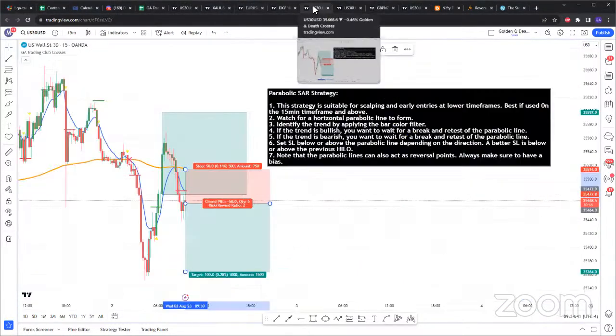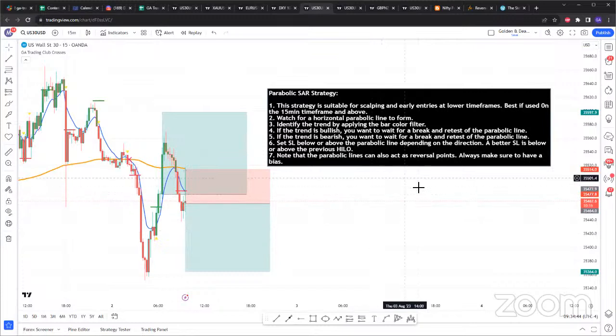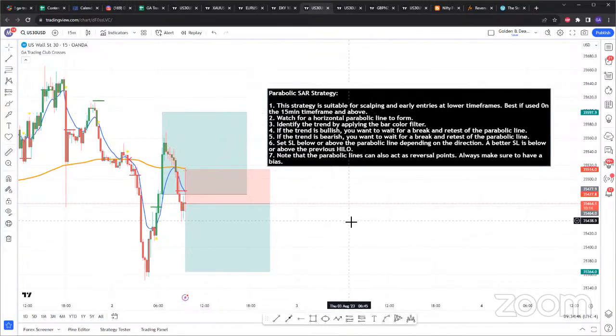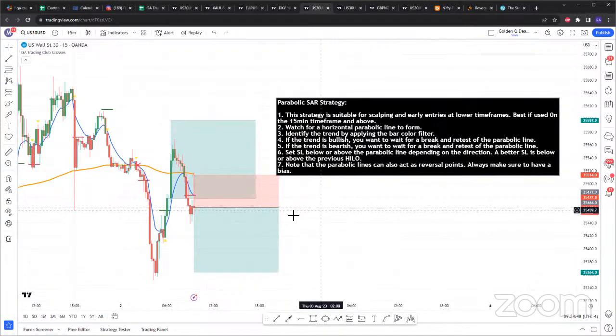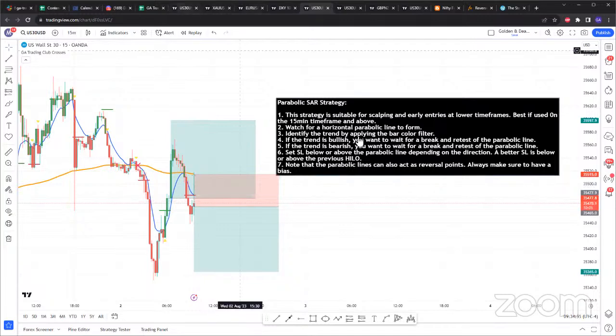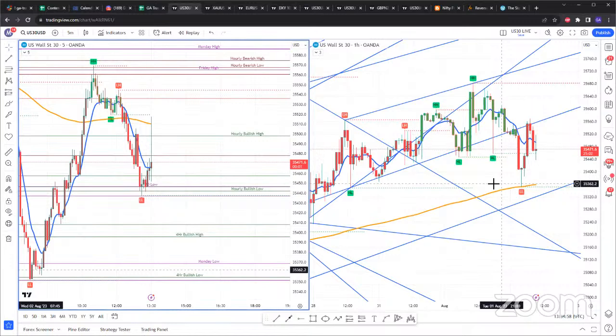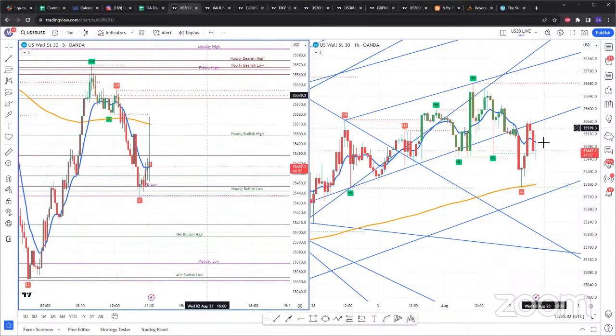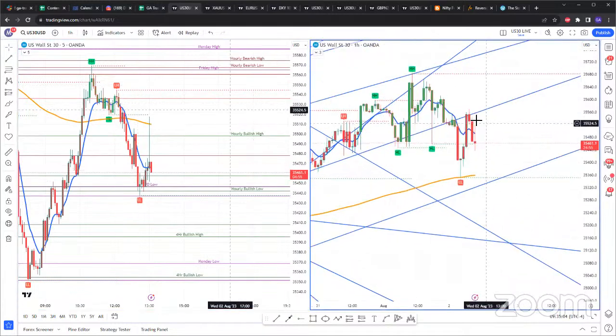Let me go over something real quick. There's this trade I'm looking at. We'll go over this parabolic SAR strategy, but there's this trade I'm trying to eye on US 30. Ideally, for this strategy, one of the major things is to have a confluence or a bias. For me, I'm looking at the hourly time frame.